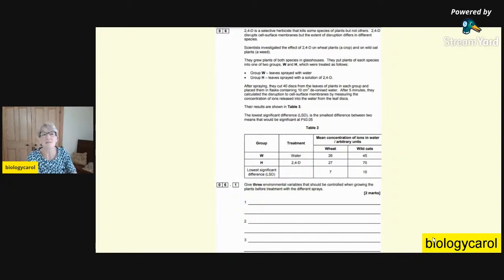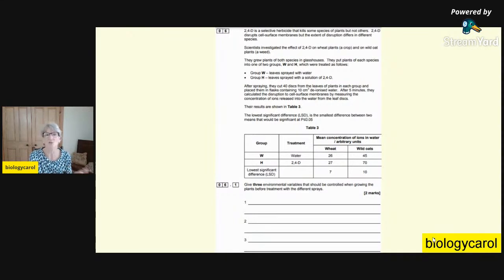And scientists did an investigation on wheat plants, which are the crop, and wild oat plants, which are the weed of the wheat. And so what they did, they grew both plants in greenhouses. They put plants of each species into one of two groups, W and H. W was sprayed with water, in other words, no 2,4-D treatment, and group H was sprayed with 2,4-D, i.e. the herbicide, H.